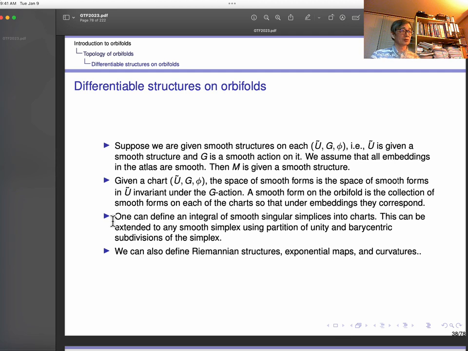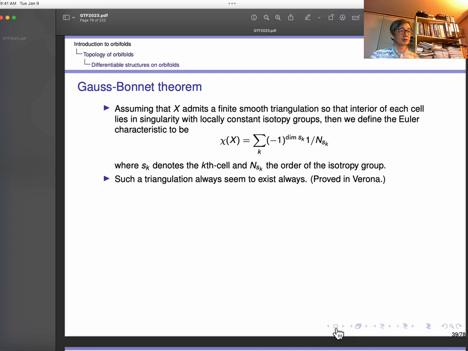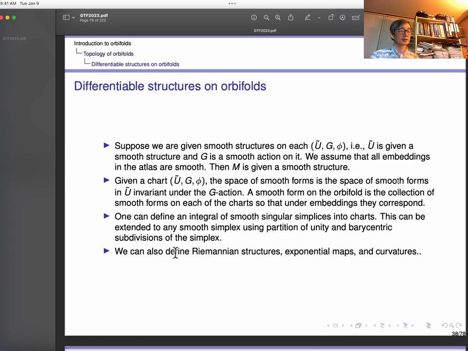Okay, so one can define the integral of smooth singular simplices into charts. This can be extended to any smooth simplex using partition of unity and barycentric subdivision of the simplex, as before. So we can also define Riemannian structure, exponential maps, and curvatures without any problem, because you do it for these charts, and then they just have to agree on the embeddings. So they just have to be compatible.